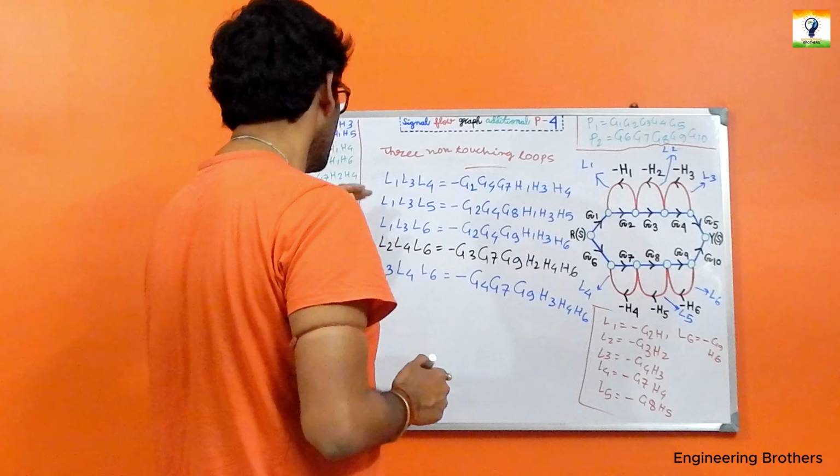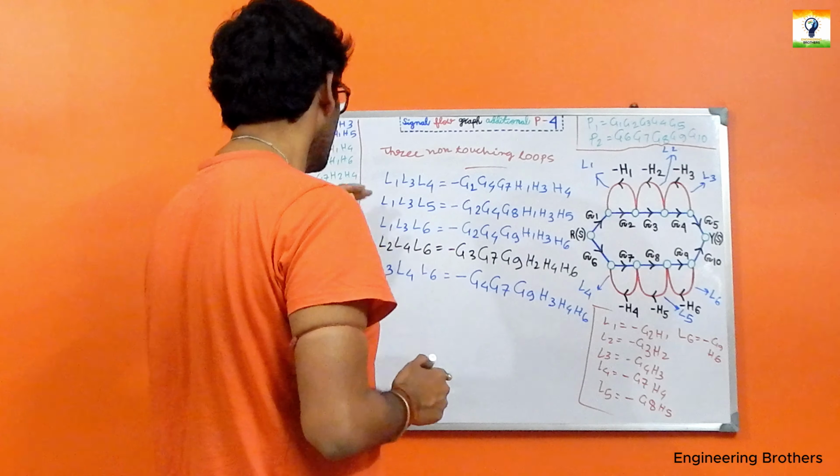Now what is the gain for that considered part? We have got L1, L4, which is multiplied with our L6. This one is our L6. Now quite naturally, minus of L1, L4, L6, minus of G2, G7, G9, H1, H4, H6. This is our last three non-touching loop.